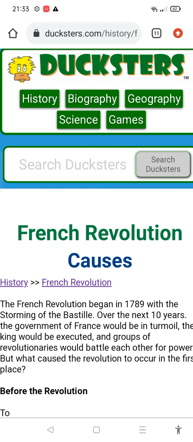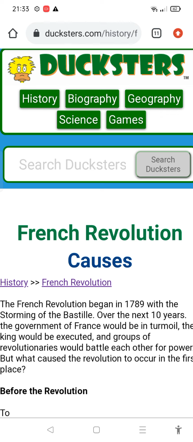Causes. The French Revolution began in 1789 with the storming of the Bastille. Over the next 10 years, the government of France would be in turmoil. The king would be executed, and groups of revolutionaries would battle each other for power. But what caused the revolution to occur in the first place?